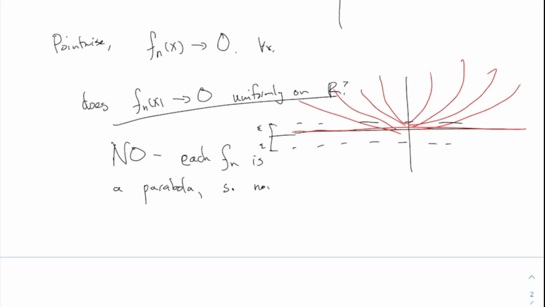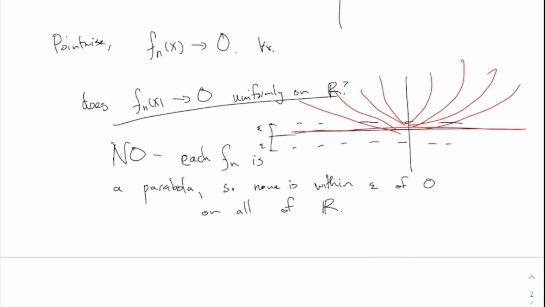So none of them is, I will say, none of them is within epsilon of 0 on all of R, right? None of those functions actually is inside that band of epsilons when you consider the whole parabola, because it goes up to infinity on either end, even if it got squishy, right?